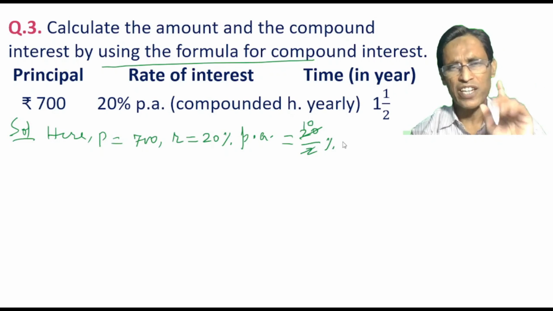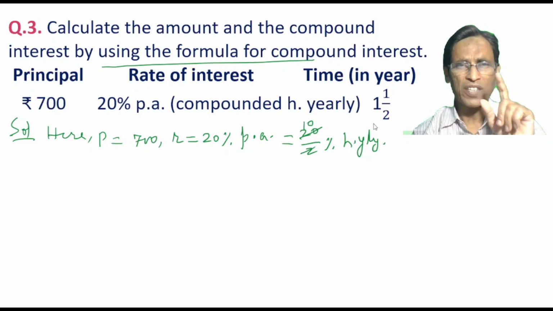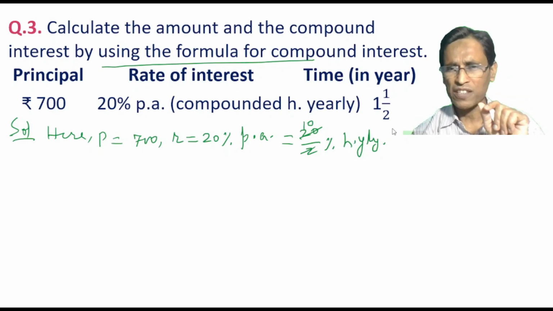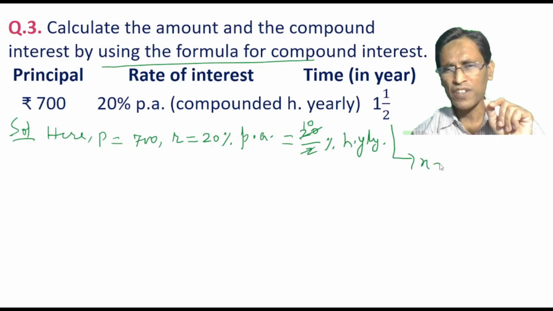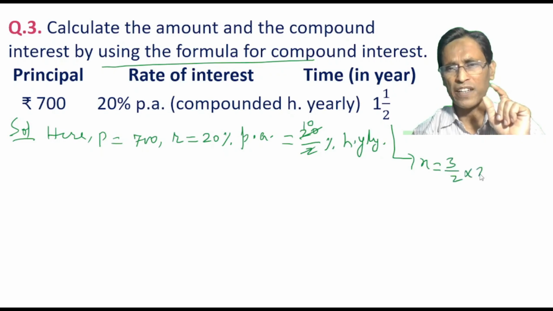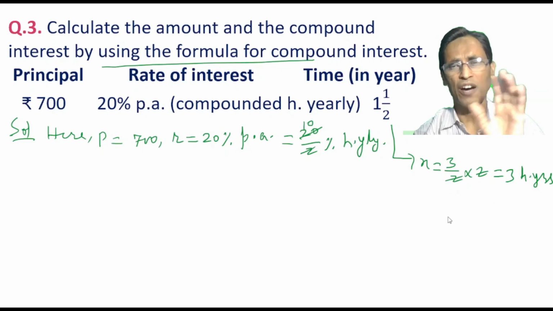20/2% means 10% half yearly and then time period means number of years. Number of years is given 1.5 years but we have to change it into half years and so number of half years will be n equal to 1 2 जा 2 and plus 1, 3. 3/2 को आप मल्टीप्लाई करेंगे 2 से तो 2 और 2 कैंसिल हो जाएगा and only 3 will come as half years. So it is 3 half years. 1.5 year में 3 half years होंगे.